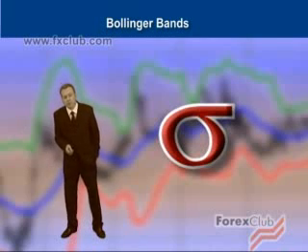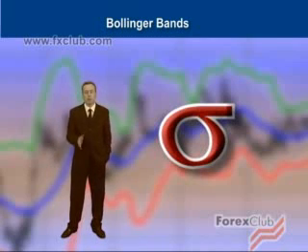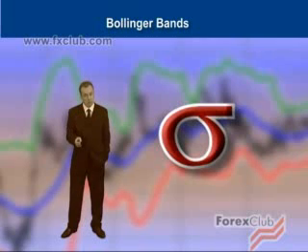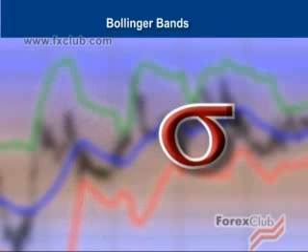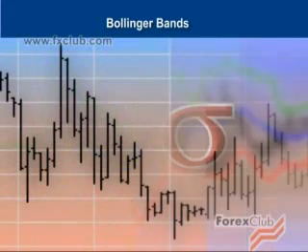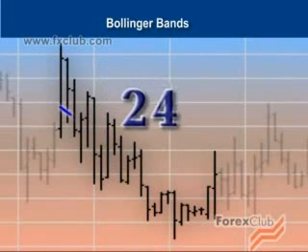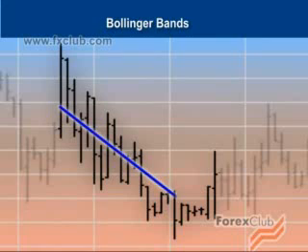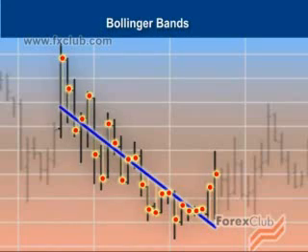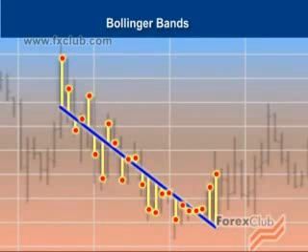But before we go any further, let me explain sigma, the symbol for standard deviation. The sigma value is a sign of the volatility of market prices. Look, for any time period that you select, let's say 24 hourly bars, we can draw a straight line in such a way that the sum of the deviations of the closing prices from this line is the minimum possible.